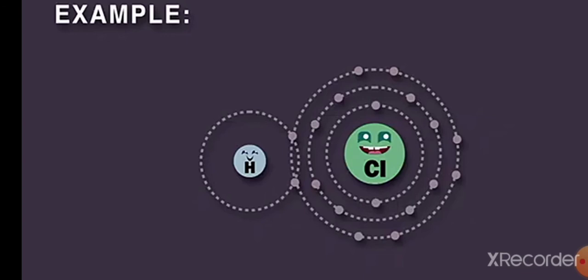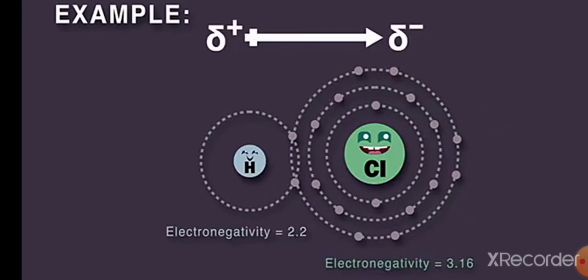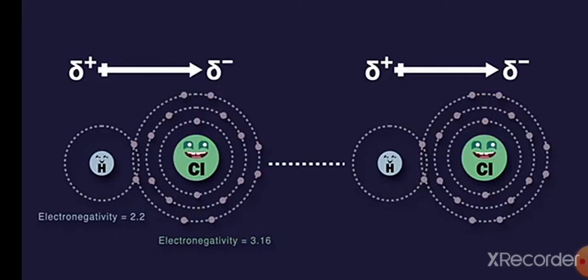For example, HCl has a dipole. The chlorine atom is much more electronegative, and so the electrons spend more time near it. When two HCl molecules are nearby, the negative end of one is attracted to the positive end of another.